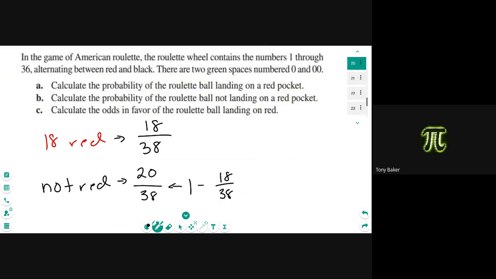This is where those extra 2 come in that always screws everybody up. Because you would think, oh, okay, it's half red, half black. It's going to be the exact same. But it's not because of those 2 green ones. Green ones always screw everything up. I believe, if I remember right.